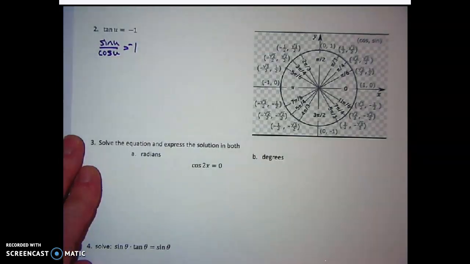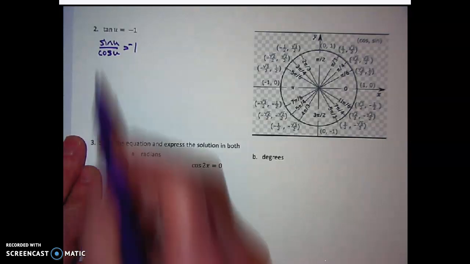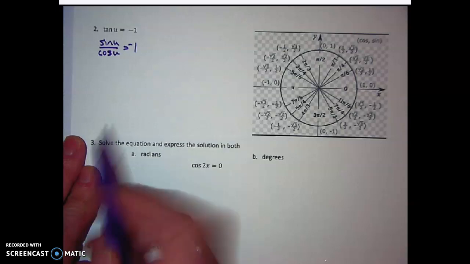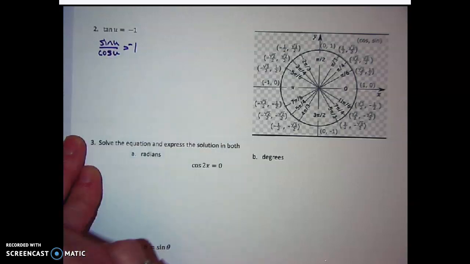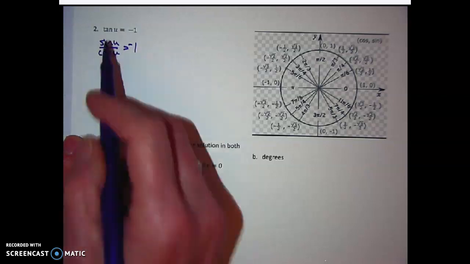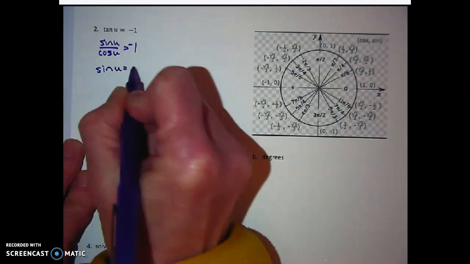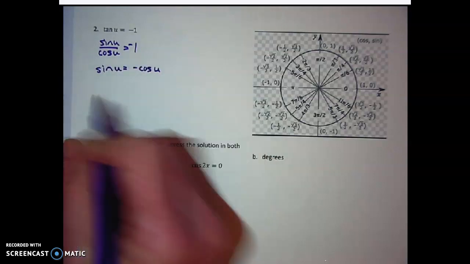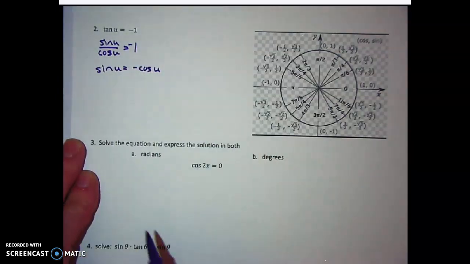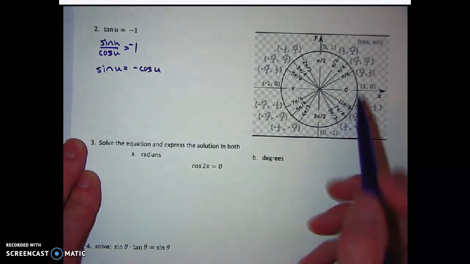So we need to know when the sine over cosine is equal to -1. Well, in order to get a fraction equal to -1, doesn't the numerator and denominator have to be the exact same thing? Well, they have to be the opposite, right? One is going to be positive and one is going to be negative. So we need to know when the sine of u is equal to the same thing as the cosine of u, but opposite. So again, let's take a look at the unit circle.